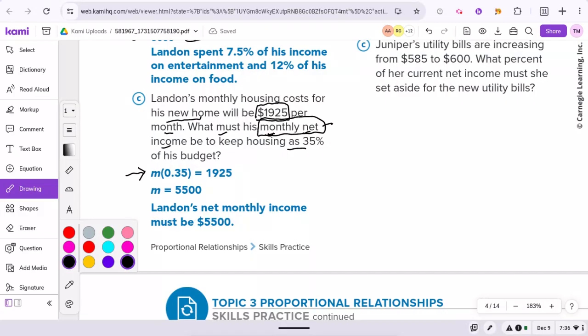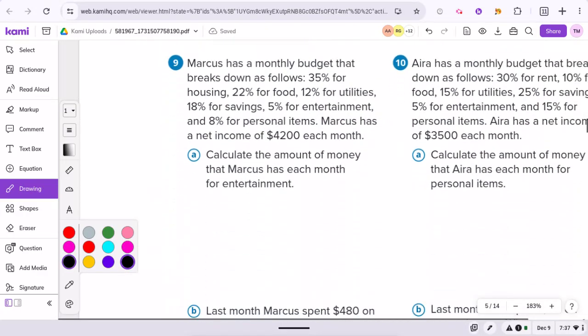What must the monthly net income be? So it's not giving you that, but it is telling you that they want it to be 35% of that, which would be the 1,925. And that would be 5,500. So he would need to increase his income from 5,000 to 5,500. He needs to increase it by 500. Let me show you number 9.